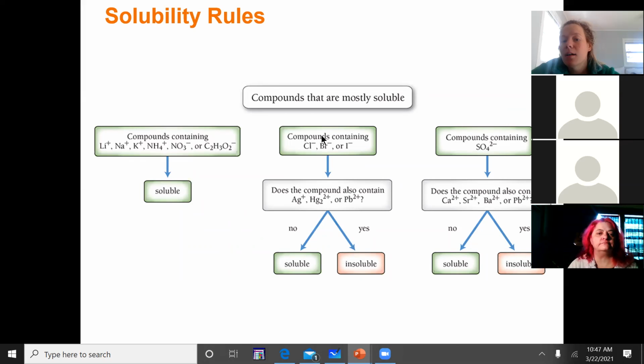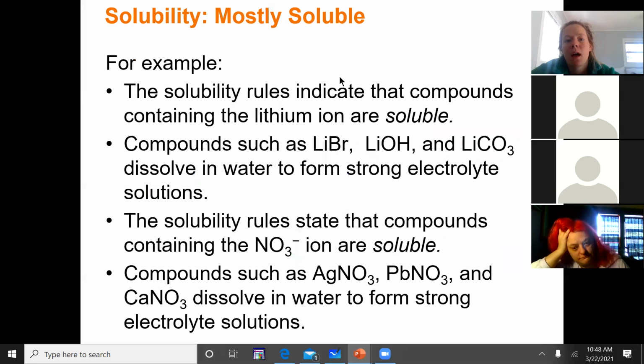If it has chlorine in it, you have to ask yourself a second question. Normally chlorine is soluble. But if it happens to be combined with silver, mercury, or lead, it will be insoluble. So if it has one of these, it's insoluble. If it doesn't have one of these, if it combines with anything else, it's soluble. So that's how you read that.